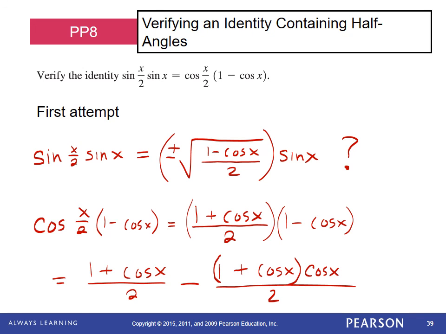One last problem to go, and this is an identity. Again, a little bit tougher identity.